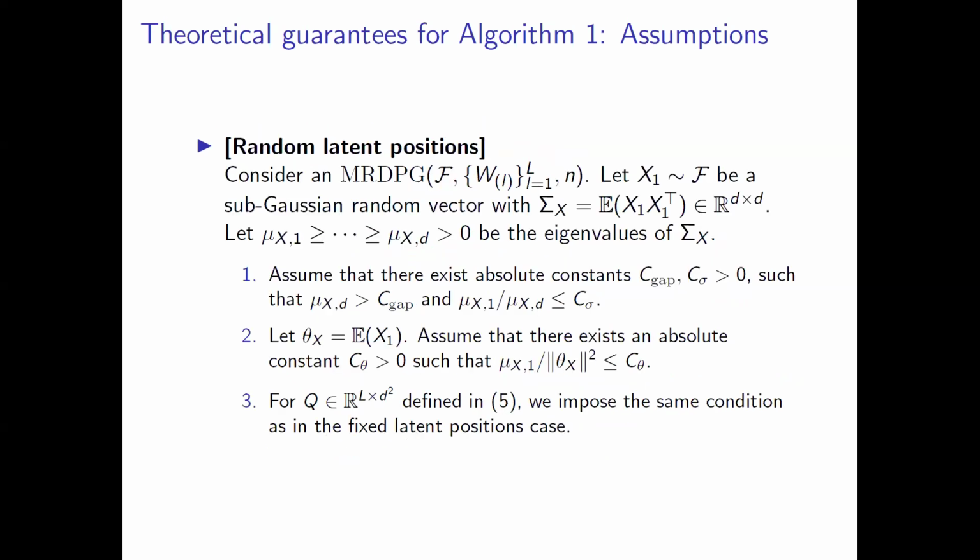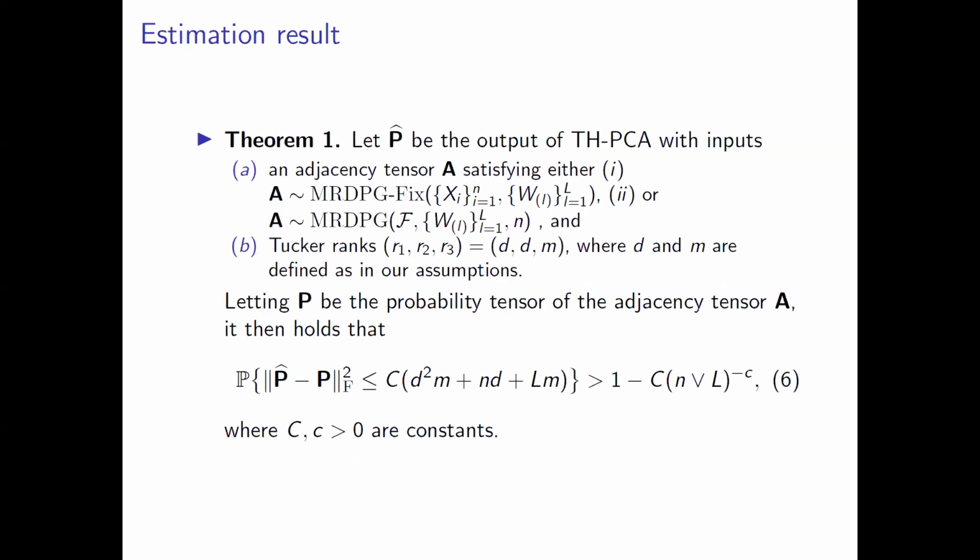For the random latent positions, we also can make some general assumptions. Basically, if you generate one vector from the distribution for the random latent positions, you can look at the second moments of that latent vector, and then we require that the matrix of second moments is well behaved, basically. And here is what we can show.